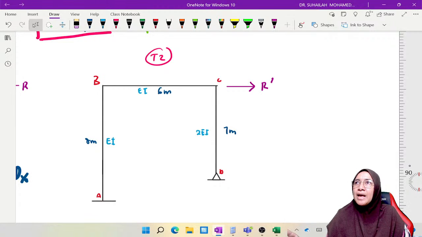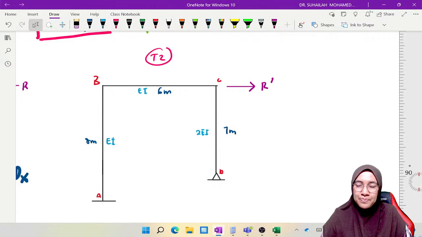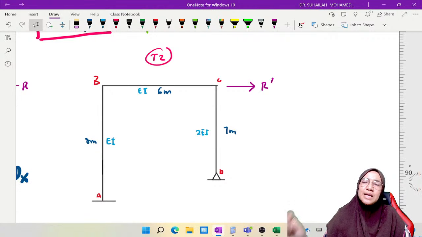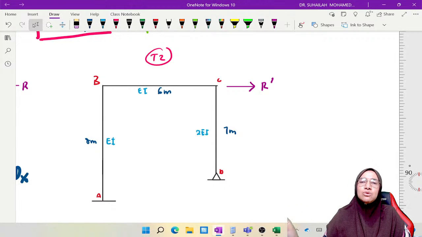And we actually don't analyze FEM due to R. We analyze FEM due to R prime, because in this table, in this step, we will assume FEM. So this is the frame that we need to analyze for all questions.